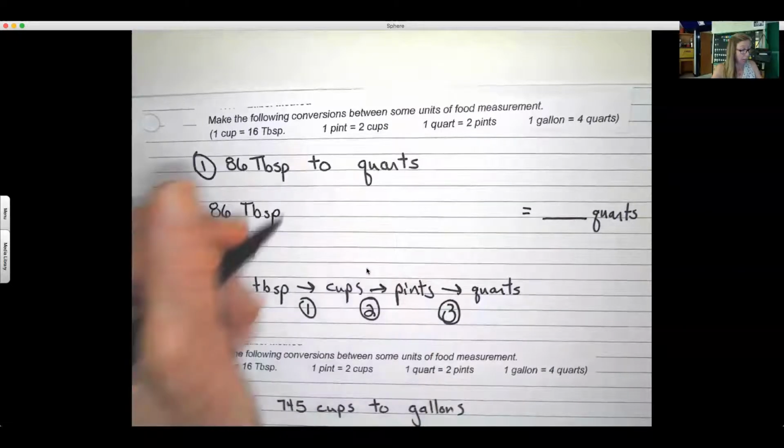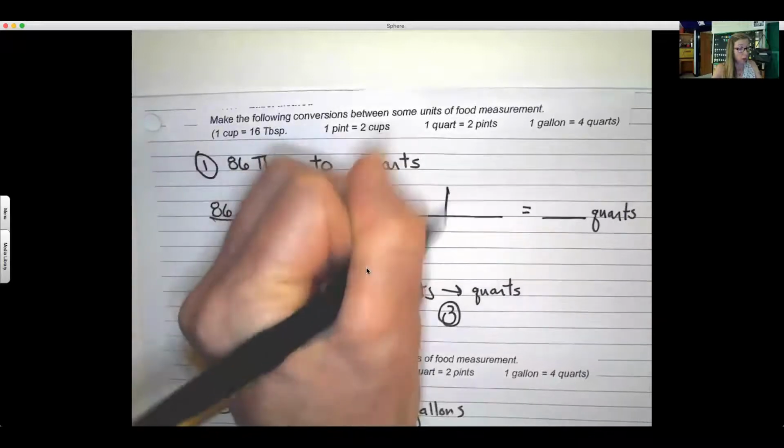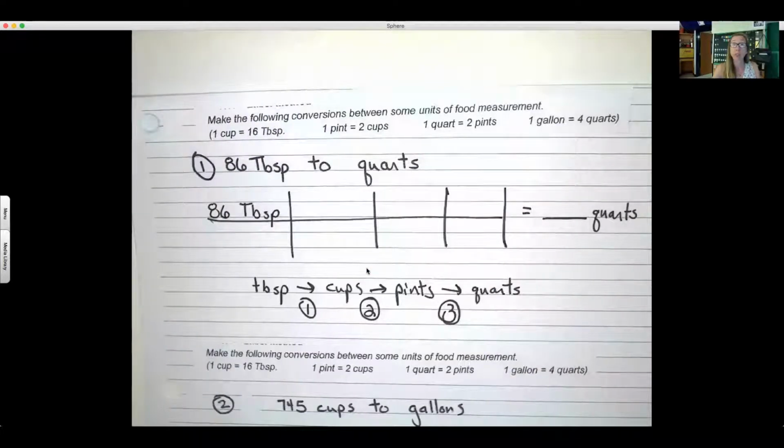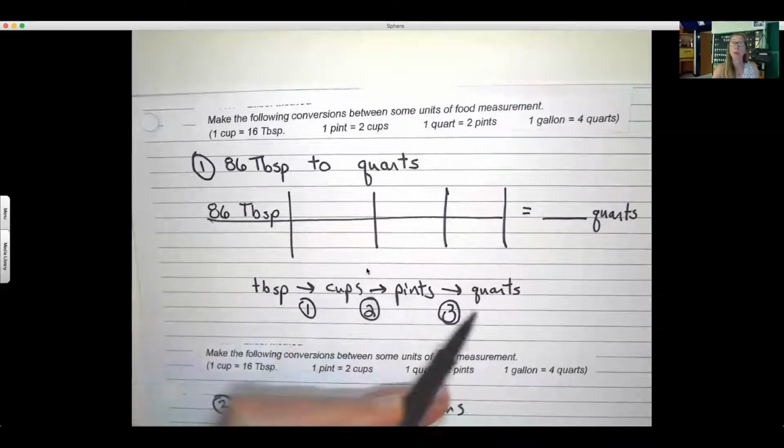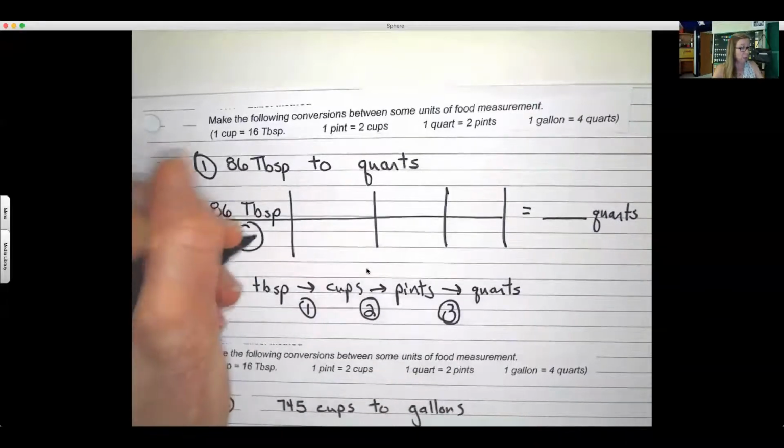So that means I need 1, 2, 3 conversion factors. That's how you pick. You pick a path. They're not all the same. Some people might know how to go directly from cups to quarts, but I didn't have that. I picked my path. Big old smiley face here.